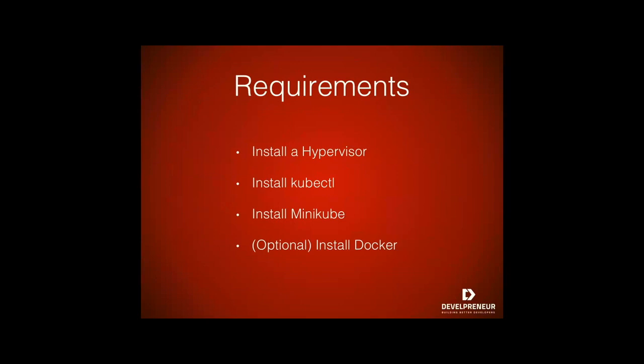Some requirements. Before we actually get started with Kubernetes, we need to set the groundwork. We need to install a few pieces of software, some tools, before we can actually do anything. So to start with, we need to install a hypervisor. We need to download one of the standard hypervisor tools like VirtualBox, VMware Fusion, or HyperKit.